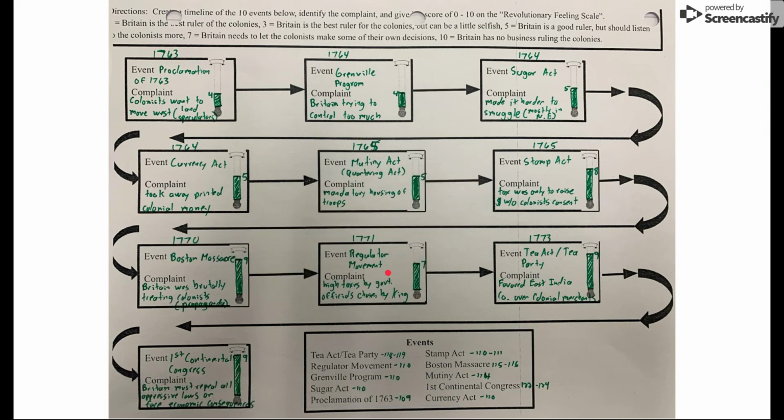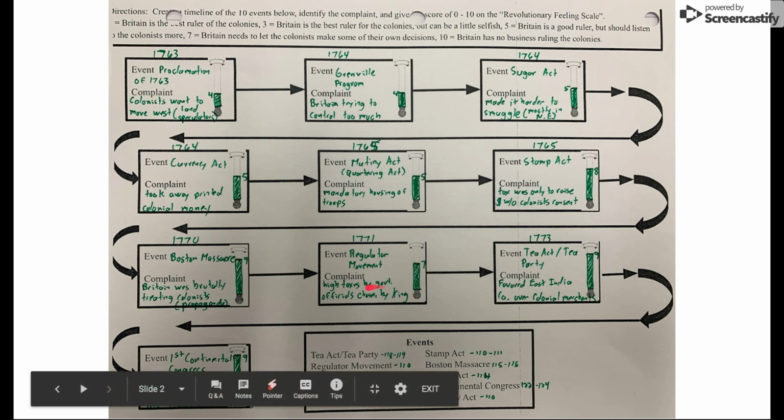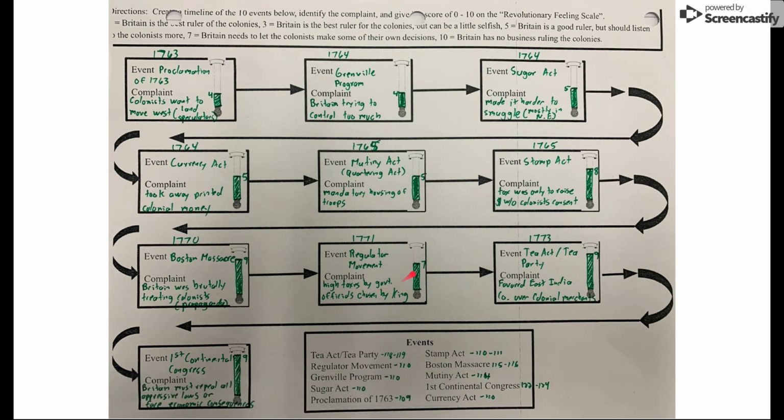The Regulator movement I mentioned the other day, and this is based on colonial taxes, but the problem is the king chose the officials that put the high taxes on. So there's an anti-British feeling there too, although it lessened a little bit because that's not directly connected to the British government.